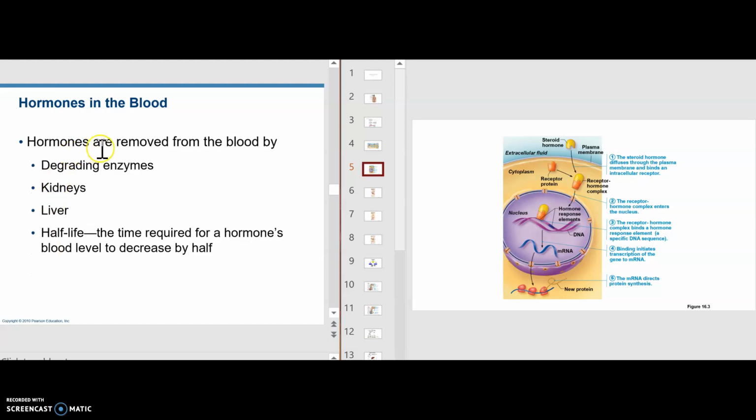And as I alluded, hormones are removed through degrading enzymes or the kidneys or liver enzymes. Liver is the main thing for degrading things. Half-life means if you had 100 milligrams of a hormone, let's say 100 microunits, how long would it be before it's degraded to 50? I'm going to close right here and pick this up on the next one.